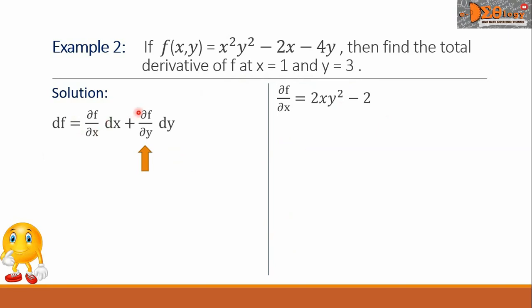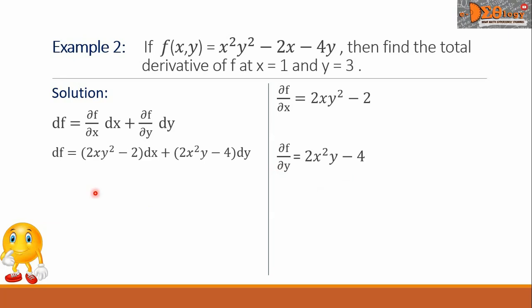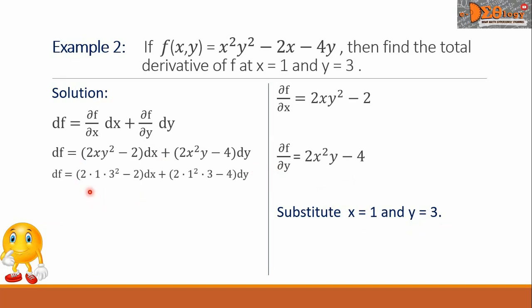Then partial derivative of f with respect to y. And the value will be 2x squared y minus 4. Then let us do the substitution respectively. So we have like this. Next step, we're going to substitute x equals 1 and y equals 3 respectively in this equation. So we will have like this.